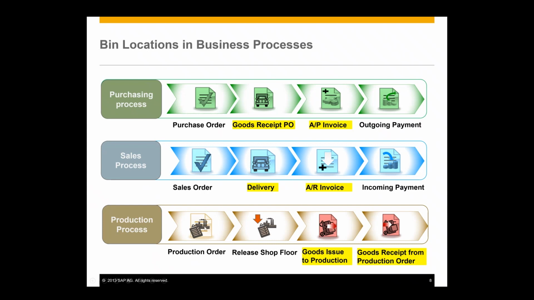And finally, when I go to a production process, I can create a production order, I can release the production order to be worked on, and then the inventory hits are when I issue materials to the production order or I receive the products from the production order. That moves it in and out of my inventory.